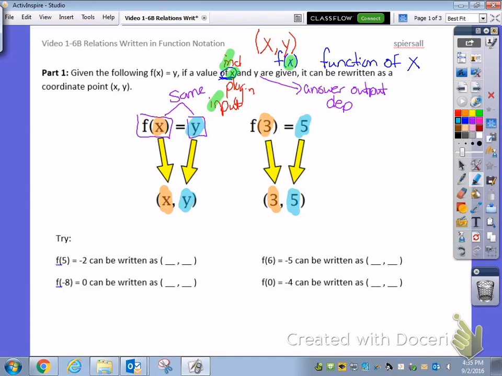So, okay, if I have, now what am I plugging in? I'm plugging in a 5. 5 is in your x spot, okay? So I'm going to put 5 here, and then what you get out, -2, is your y. Okay, look at the next one. What I'm plugging in is -8. Remember, what you plug in is your x coordinate, that is my independent value. What you get out is your y coordinate. Now you try these two, okay?